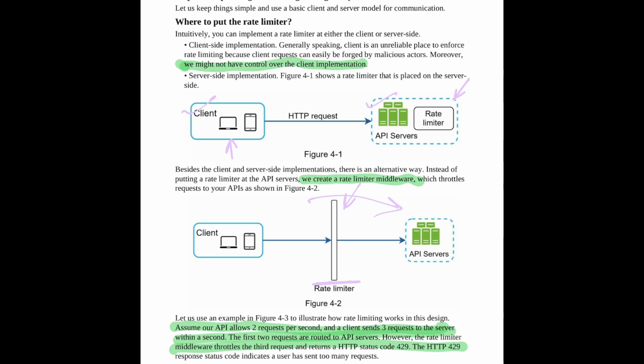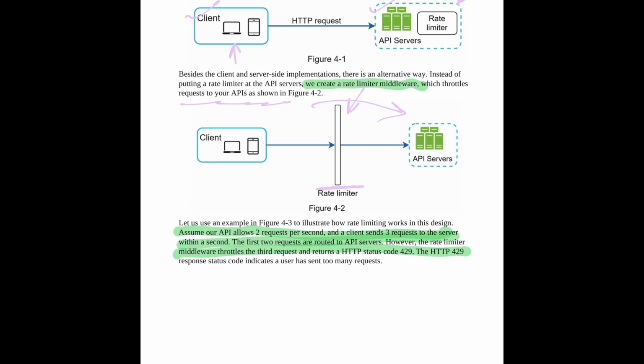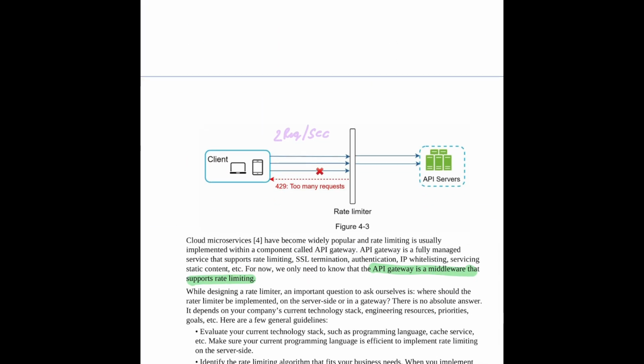So instead of putting the rate limiter at the server, what you do is you create a rate limiter middleware which throttles requests to your APIs as shown in the photo. Okay? So this is the example that they gave. For example, this API allows only 2 requests per second. So at this layer only 2 requests would be allowed to go. The third request would be dropped here only, rather than going to the server and getting rejected there.